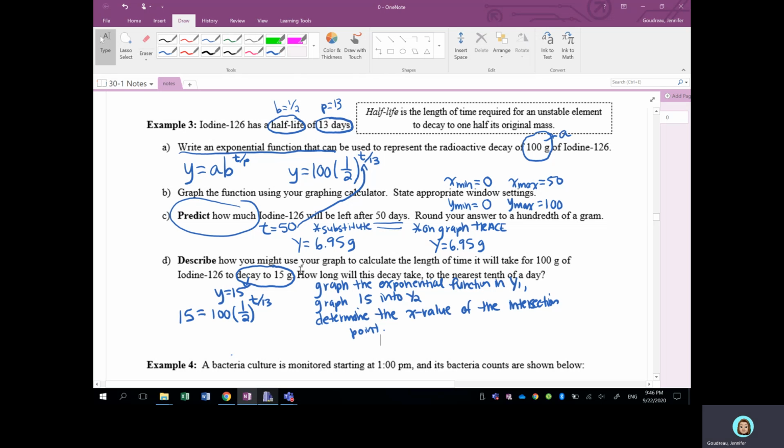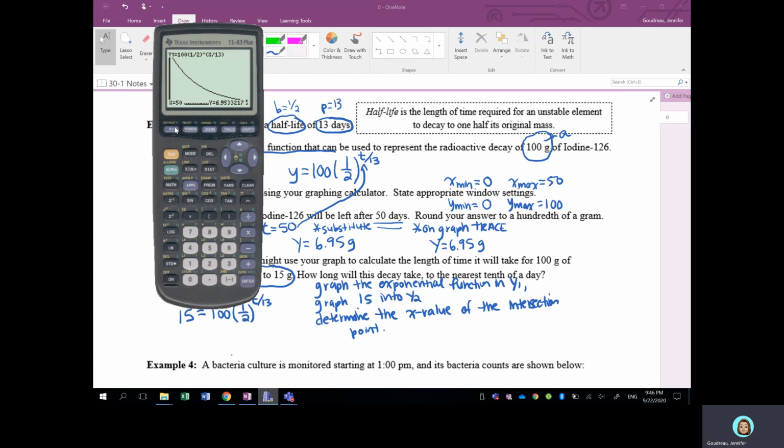Second part of the question says, how long will it take? So let's actually do it. y1, function's already in there. y2, we're going to put the 15 there. We're going to graph that. So we'll see our exponential decay, and then we'll see our constant function. I can already see where the intersection point is. Second, calculate, number 5 for intersect. Enter, enter, enter, and we're just looking at the x value. Rounded to the nearest tenth would be 35.6.